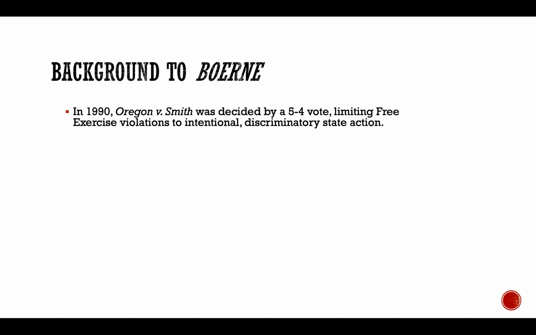Again, we have to understand a little of the substantive individual rights law in order to make sense of any of these cases. And with Boerne, that particular law regards the First Amendment's free exercise clause. So in 1990, the Supreme Court, by a 5-4 vote, decided what at the time was a very controversial case, Oregon versus Smith. Controversial because the court seemed to be reversing its existing free exercise clause precedent.